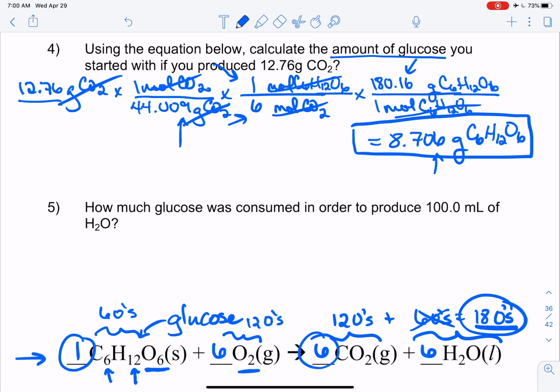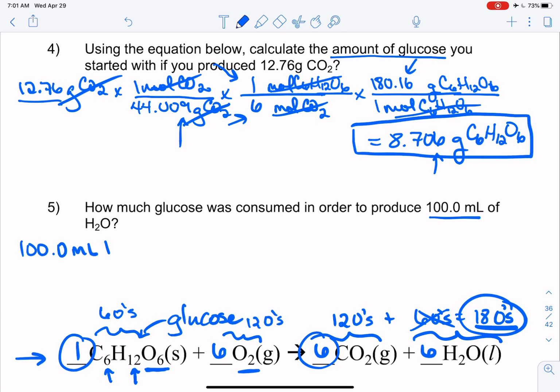Okay, number 5 says how much glucose was consumed in order to produce 100 milliliters of water? And maybe at this point you're like, what? We don't start with milliliters, we always start with grams. Maybe she means milligrams and I can do milligrams. No, and you can do this because we've done density a number of times. So remember, density is going to relate mass to volume or volume to mass. So we've got the balanced equation and we have some kind of numerical given here. So we're just going to go ahead and start with that.